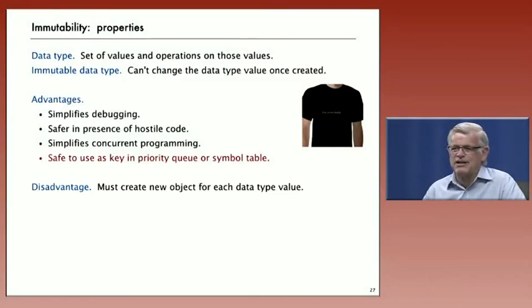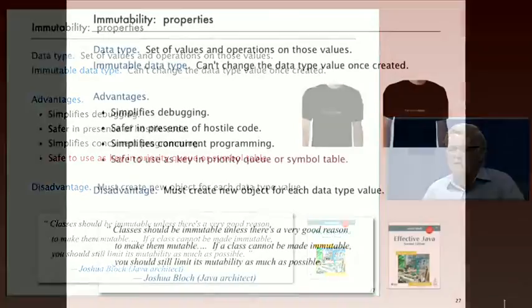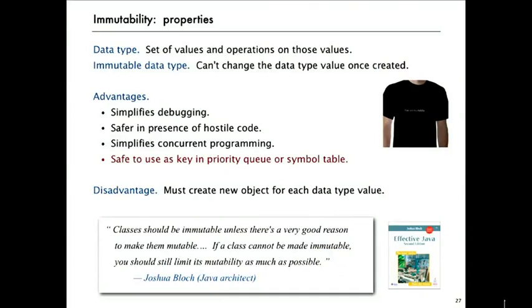There is a disadvantage that you have to create a new object for every data type value, but for a lot of applications that disadvantage is not viewed to be significant compared to the advantages. Here's a quote from one of Java's architects, Josh Bloch: Classes should be immutable unless there's a very good reason to make them mutable. If a class cannot be made immutable, you should still limit its mutability as much as possible. And many programmers live by that kind of precept. So that's a basic implementation of priority queues using the heap data structure represented as an array.